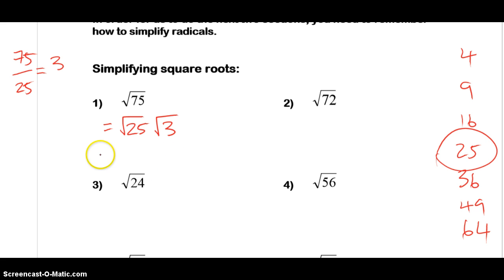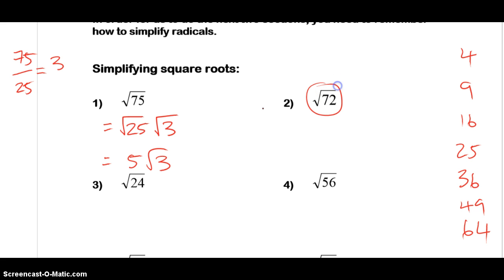And now it's very simple, because what is the square root of 25, this part right here? Well, the square root of 25, you should know, is 5. You can do that by putting it in your calculator, or many of you will just be able to see that without even using too much thought process. And then square root of 3, we can't do anything with that, so we're just going to leave it. Okay, let's try another one.